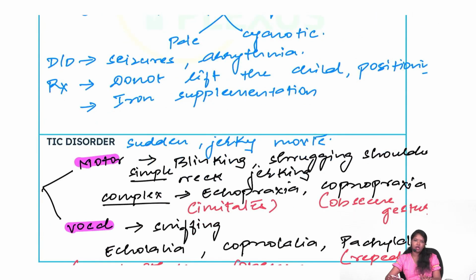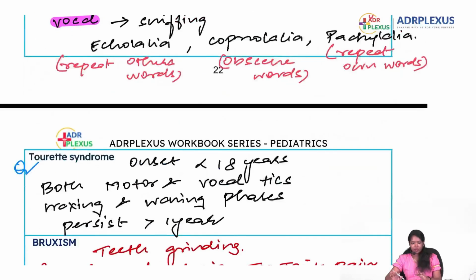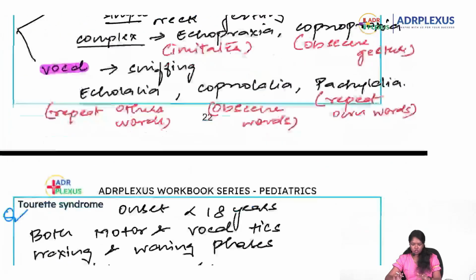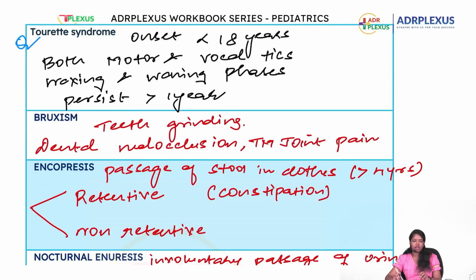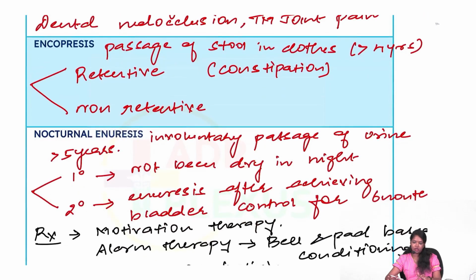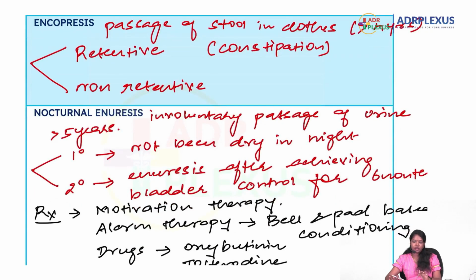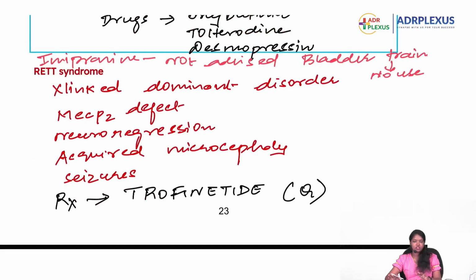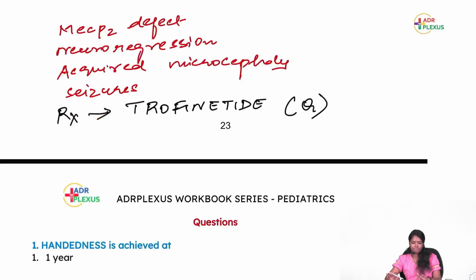Tic disorders, motor tics are there, vocal tics are there. One type of tic disorder is called Tourette syndrome. Bruxism is teeth grinding. Encopresis is passage of stool in a child who is more than 4 years. Nocturnal enuresis is passage of urine in a child more than 5 years. Okay, Rett syndrome is an X-linked dominant disorder. Okay, fine.